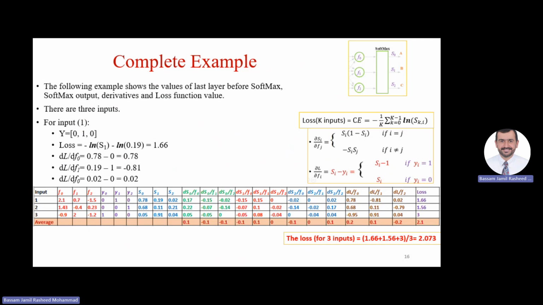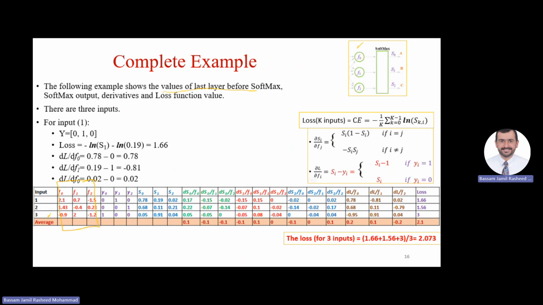Basically, the following example shows the values of the last layer, which means the F values, right here, for how many input patterns? 3. This is the first input pattern, second, and third. Right? Beautiful. So far, so good.